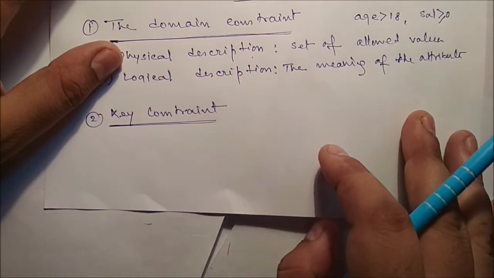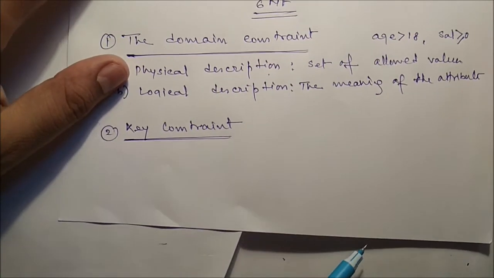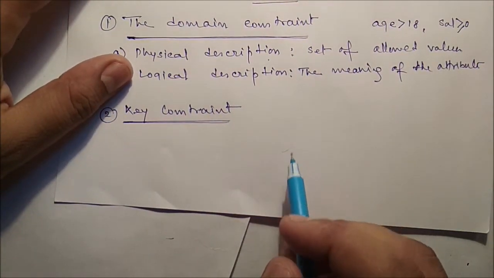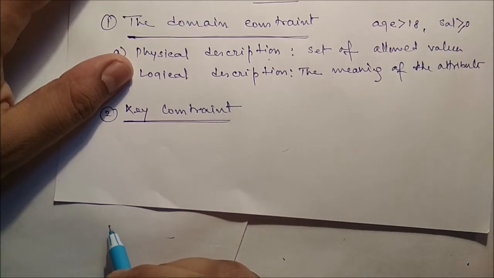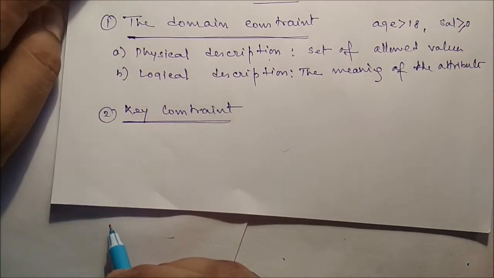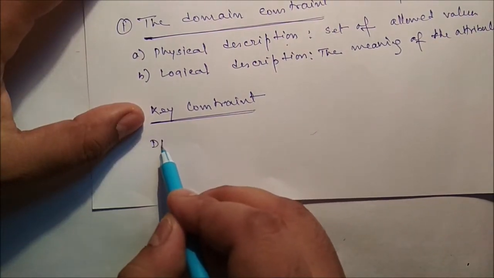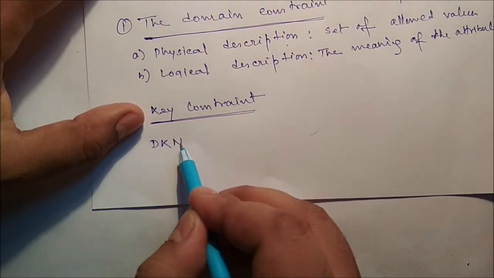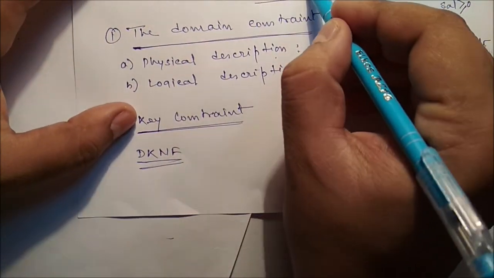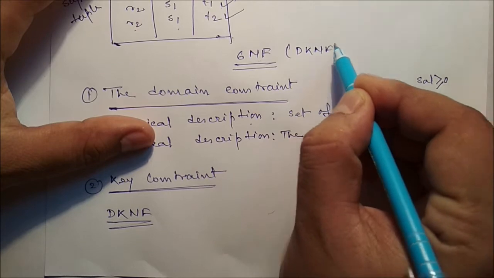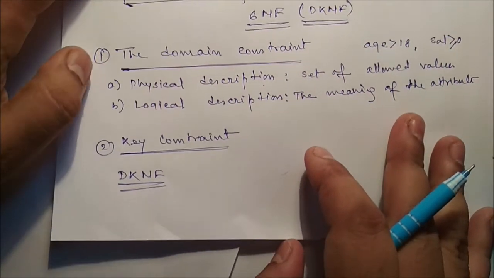Already you know the different types of keys are there: primary key, candidate key, super key. A key has a functional dependency constraint. A key exists for a table and key values are unique. So already you know. Next we'll define the DKNF. What is DKNF? Domain key normal form. So 6NF is also called DKNF, that is called domain key normal form.